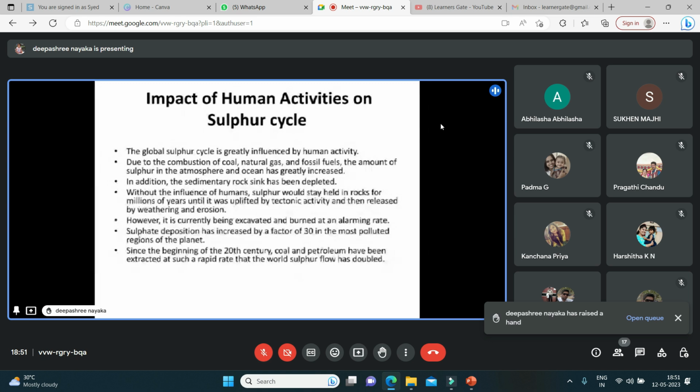Since the beginning of the 20th century, coal and petroleum have been extracted at such a rapid rate that the world sulfur flow has doubled.